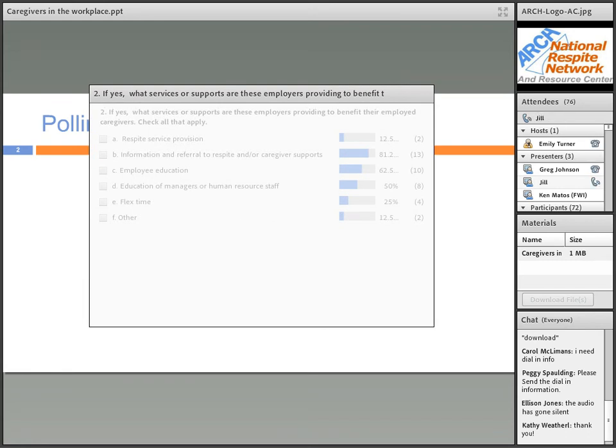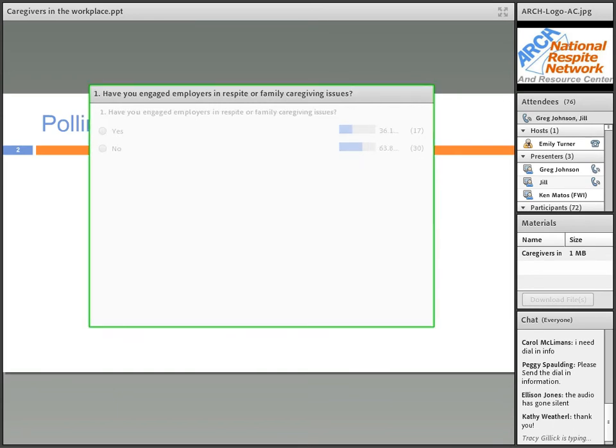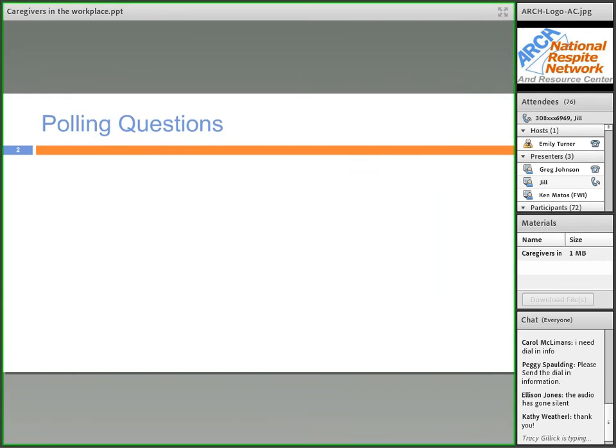As you can see, it looks like among those of you who are engaging employers around family caregiver and respite supports, most of you are doing so through employee education or information or referral to respite and other caregiver supports. So that's very helpful as we move forward to learn about what employers are doing nationally and what we can do locally to improve the service delivery across those options.